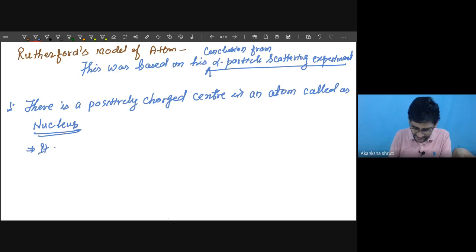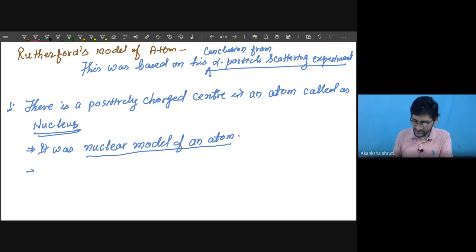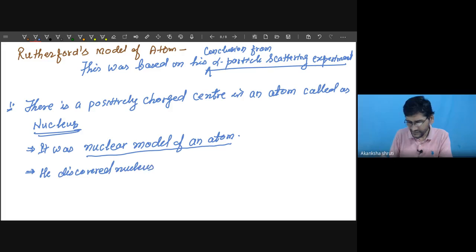This nucleus is also called the nuclear model of an atom. His model is also called the nuclear model. So whether nuclear model or Rutherford model, they mean the same thing. The other thing was he discovered the nucleus, which is very dense and very small in size, present at the center of the atom.